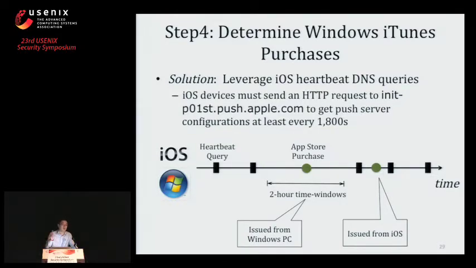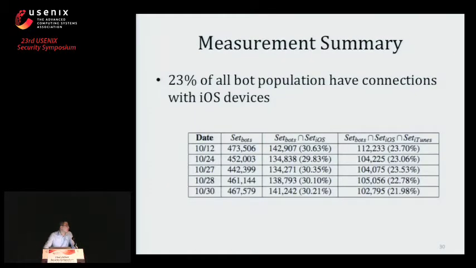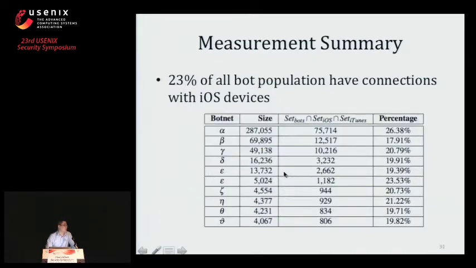The idea is this: if we cannot see any iOS heartbeat DNS query within an hour before and after the purchase, we treat the purchase as done by iTunes. Using this methodology, we find that in general 23% of all the bot population have connections with iOS devices. And here is the detailed data for the 5 days.